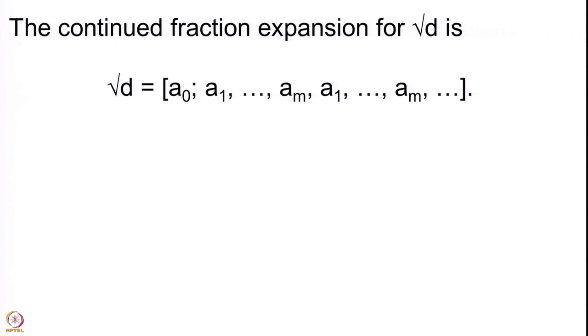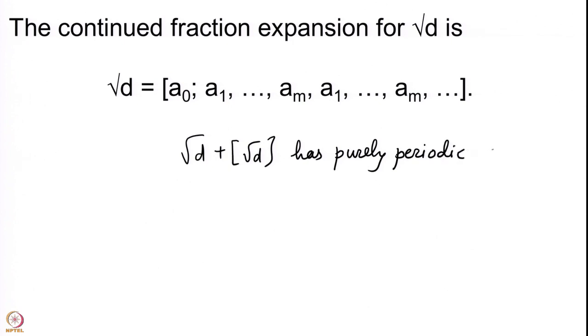if we consider the continued fraction expansion for root d, we have seen that root d plus its integral part has purely periodic continued fraction expansion. This is a result that we have seen, which means that the continued fraction expansion for root d will change from the continued fraction expansion of root d plus integral part of root d only in the first place, because you are adding or subtracting an integer. But from second place onwards, the periodicity has to start.